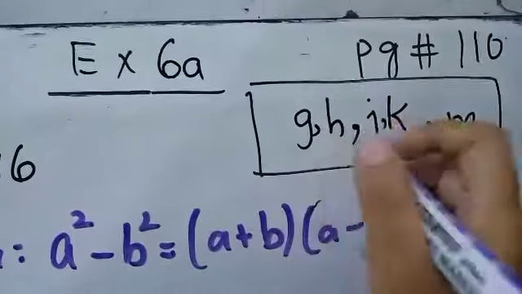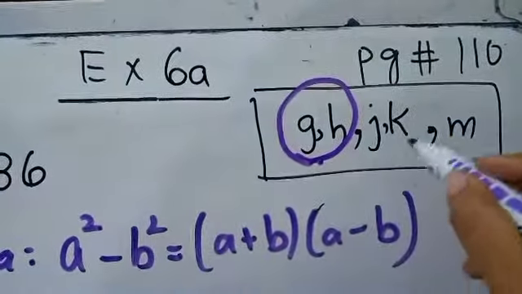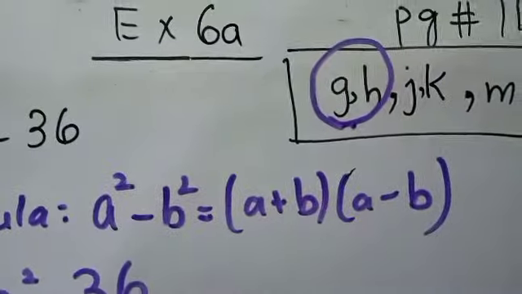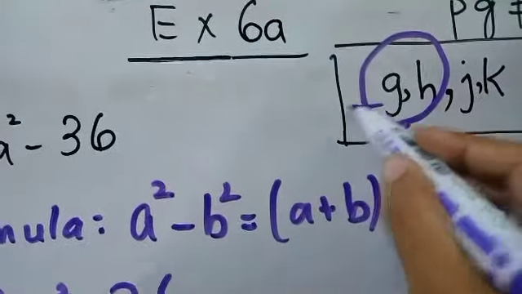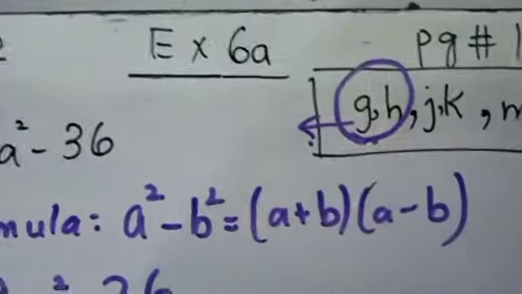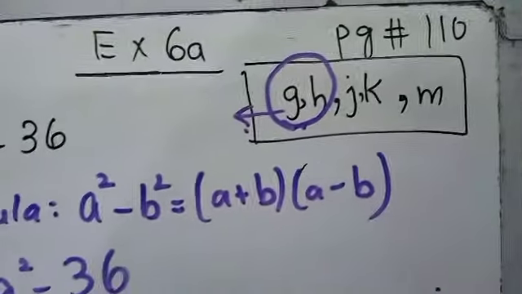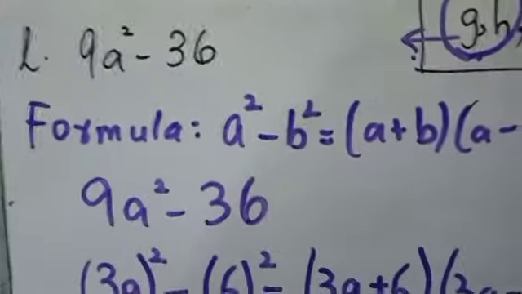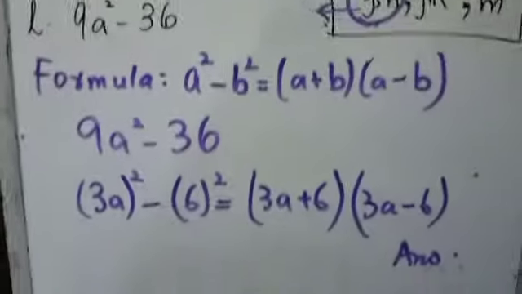G and H will apply the perfect square formula. J, K, M will apply this difference formula. Okay, G and H you will apply the perfect square minus formula, and J, K, M you will apply this difference of 2 squares formula. Okay, I hope this is clear.